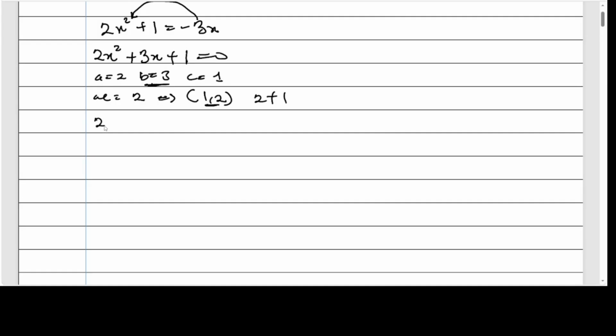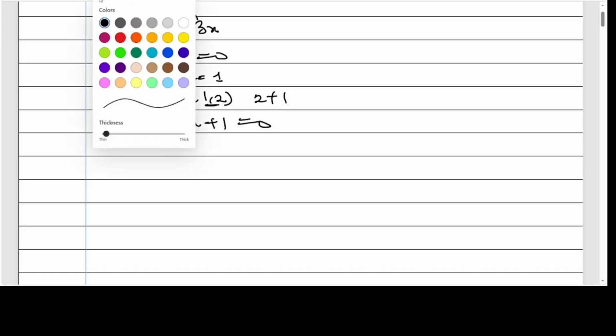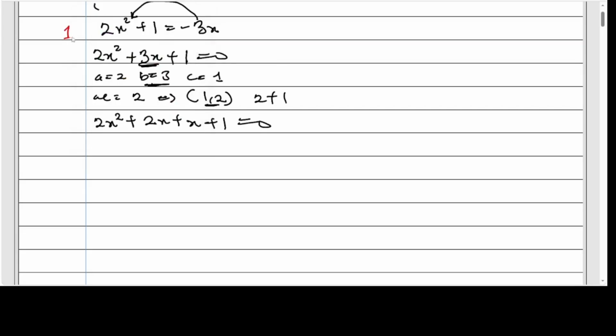2x squared plus, but when we get to the 3x, we're going to split into 2x plus 1x, which is the same as x, and then plus 1. Of course, there's nothing wrong if you want to write 1x before the 2x. So let's pair them. The first two terms paired, the second two terms also paired.